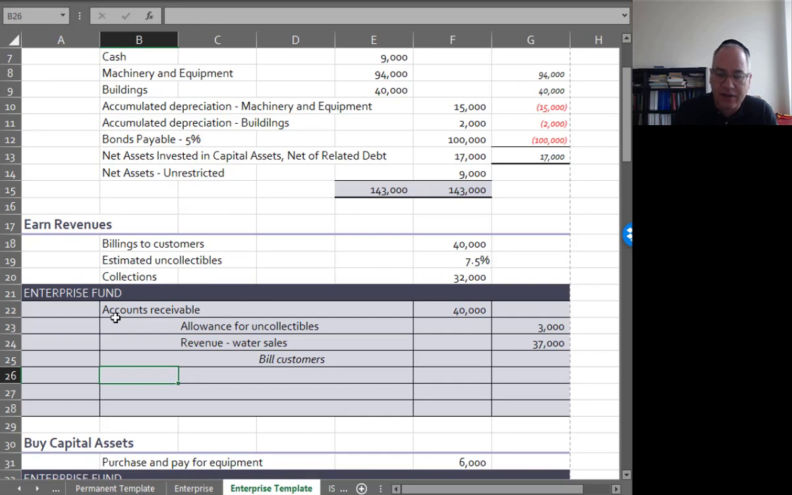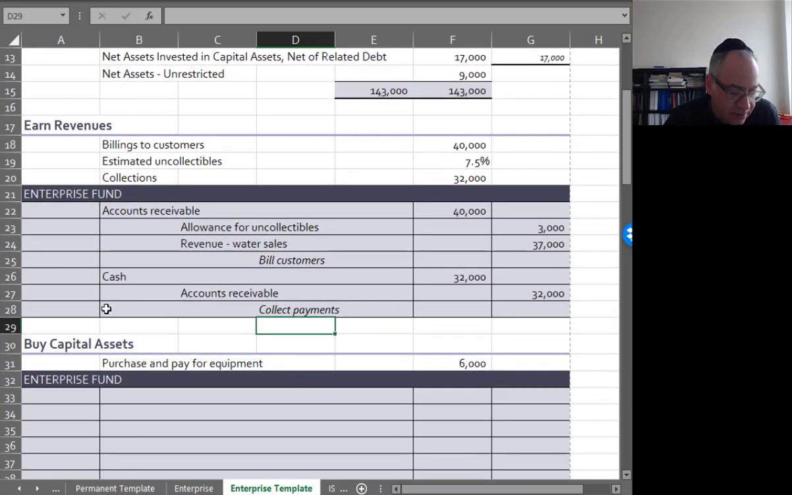And then I actually collect $32,000, so I'll debit cash for $32,000 and credit accounts receivable for $32,000. And then we buy capital assets. We're going to purchase equipment of $6,000. So I would debit equipment, just like with a regular company, and credit vouchers payable, because we're going to use vouchers payable to pay for this, $6,000.